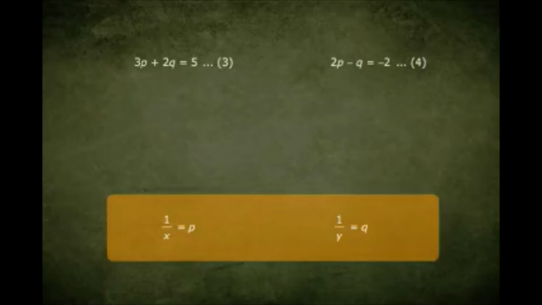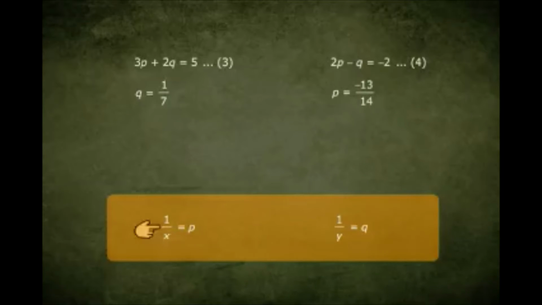For this, we multiply equation 4 with 2 and we get 4p minus 2q equals minus 4. Let's call this equation 5. Now we add equations 3 and 5. There you go. 2q and 2q cancel out in both the equations and we are left with 7q equals 1. So q equals 1 by 7. Now we substitute this value of q in equation 4 and we get 2p equals minus 2 plus 1 by 7, or simply p equals minus 13 by 14.